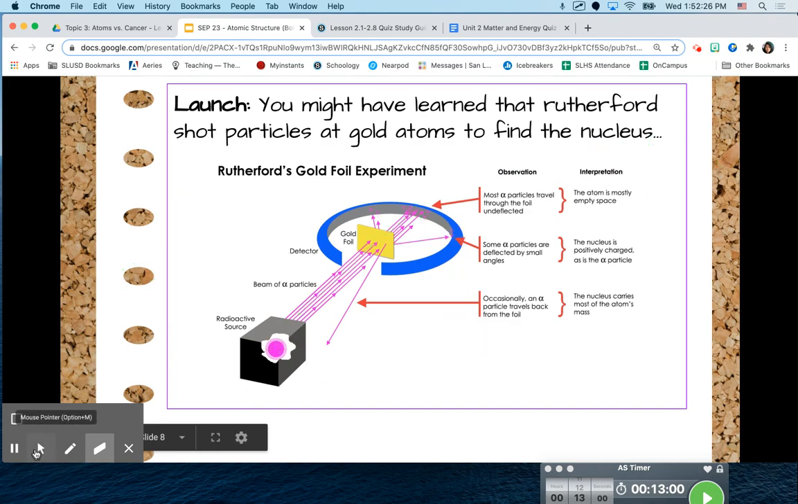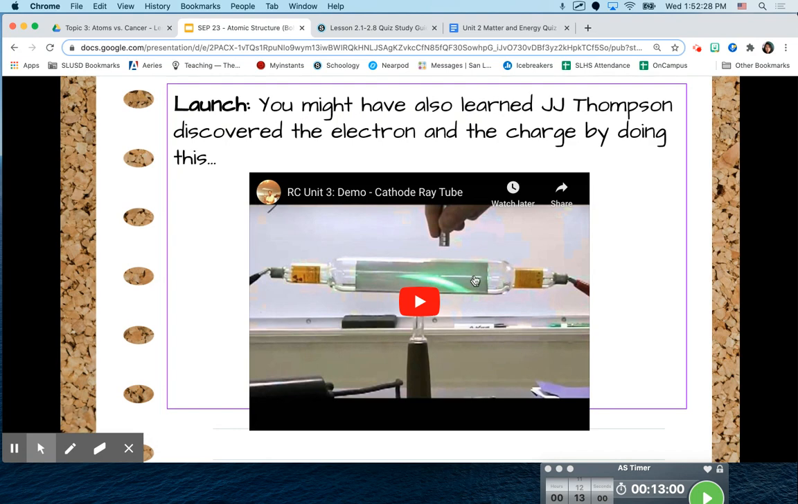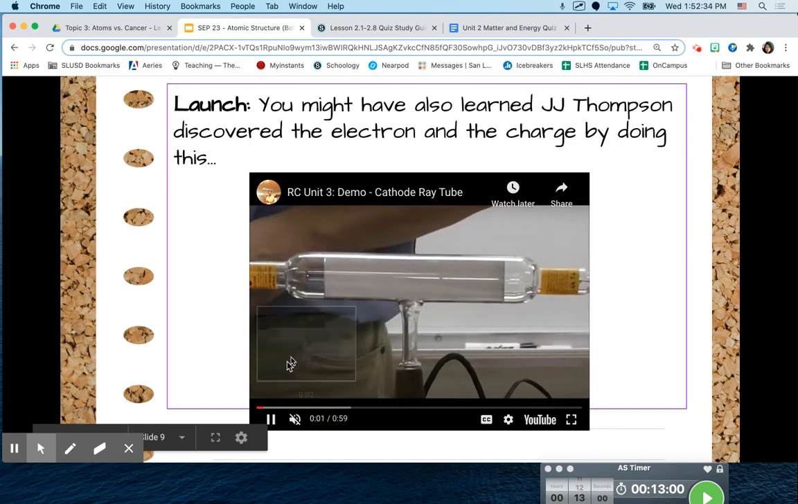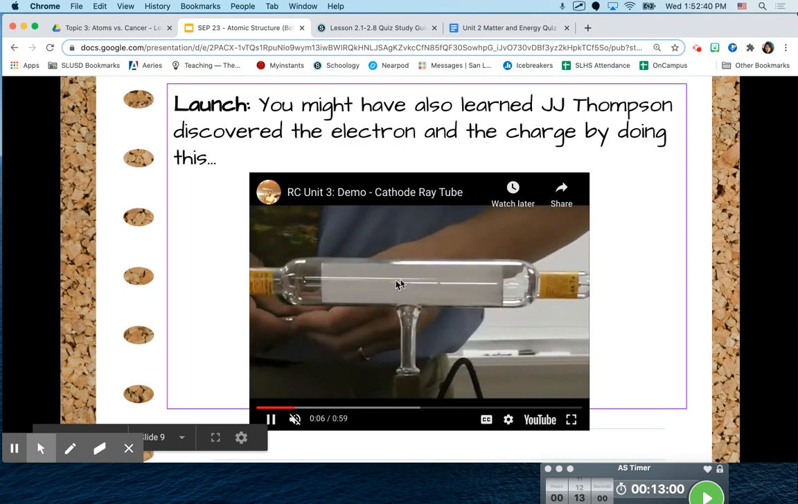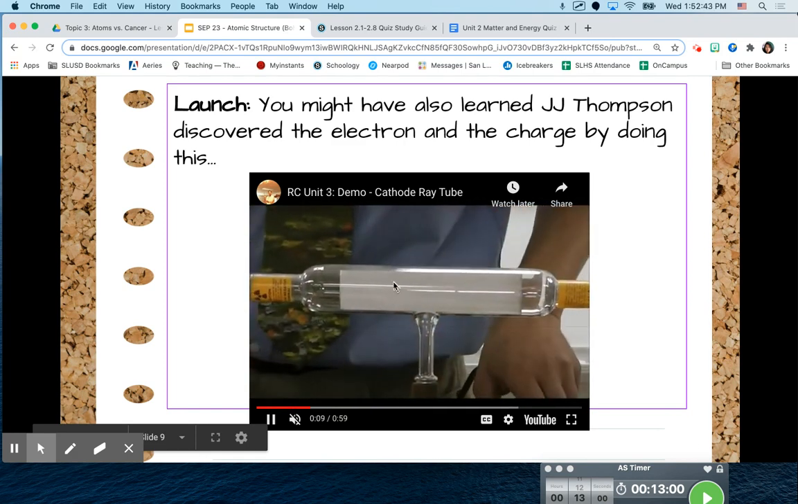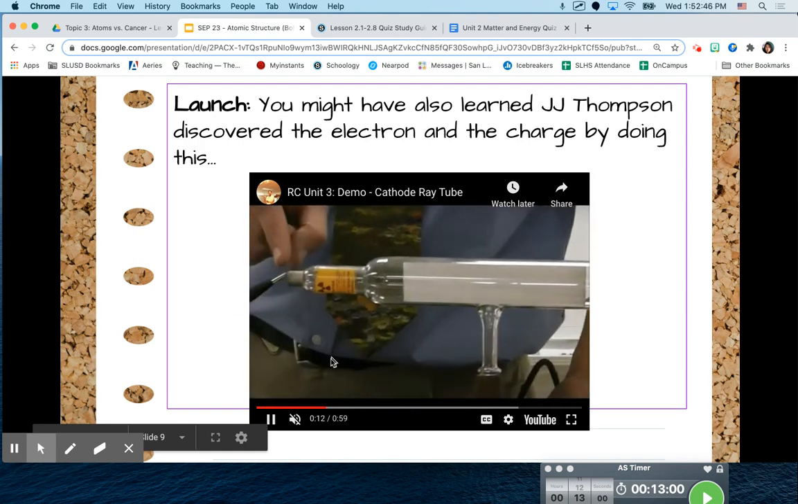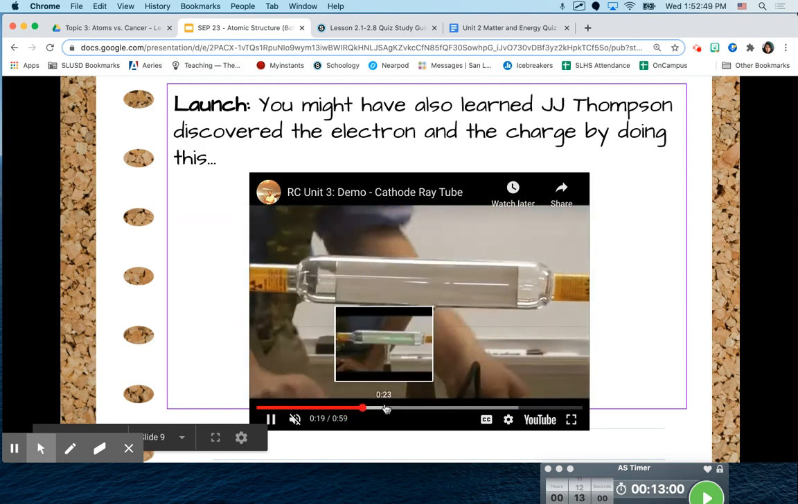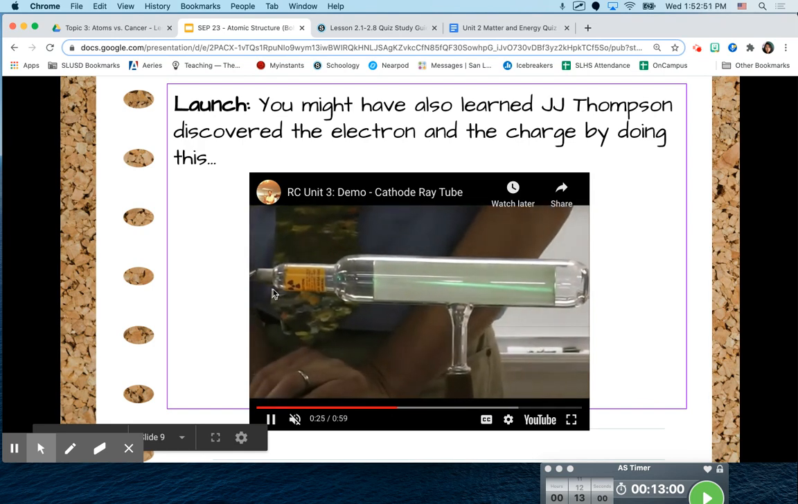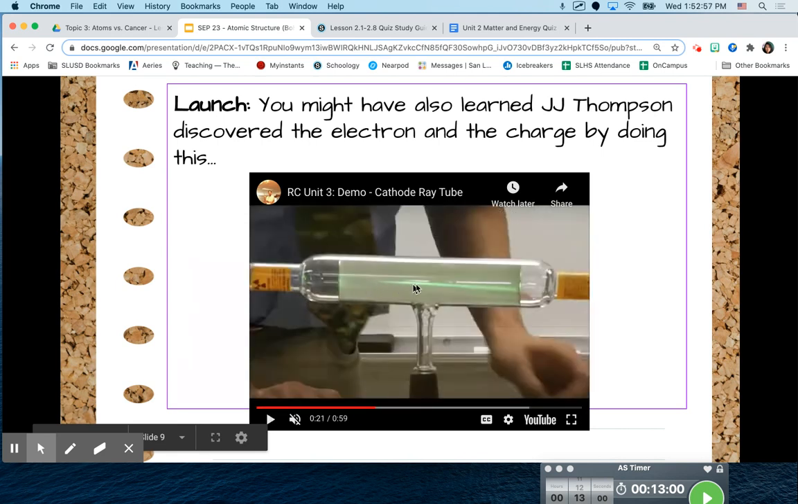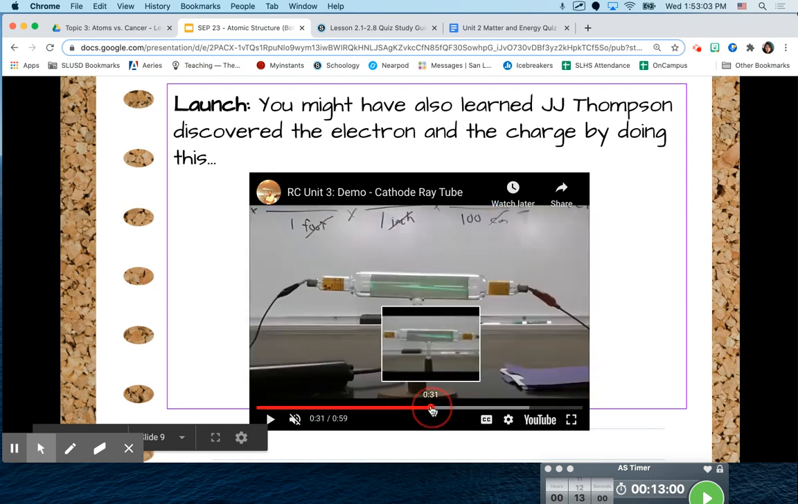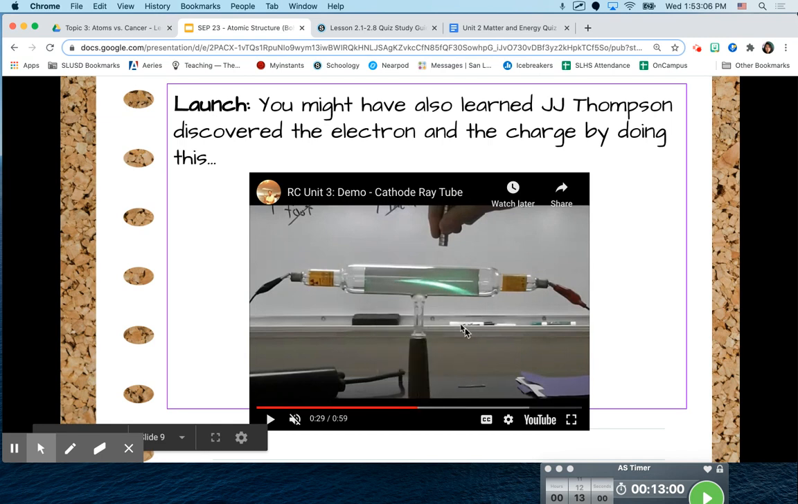Another experiment that was discussed was J.J. Thomson's experiment where he discovered what an electron was. In this tube, for his experiments, he took out all matter, so there's absolutely nothing in this tube, not even air. And what he did was essentially electrocute the tube to see what would happen. When he did that, he found an extremely weird looking green light and he started messing around with it.